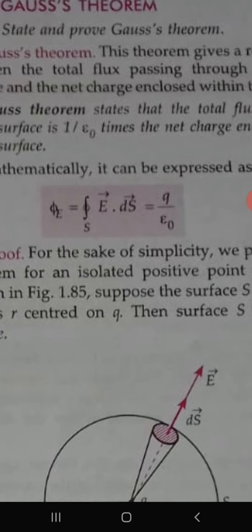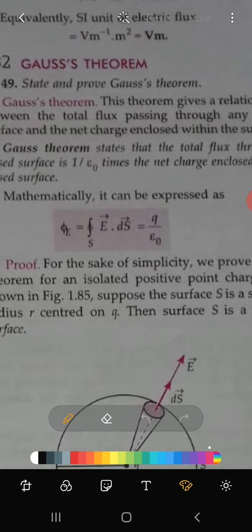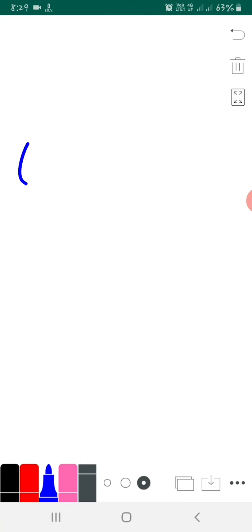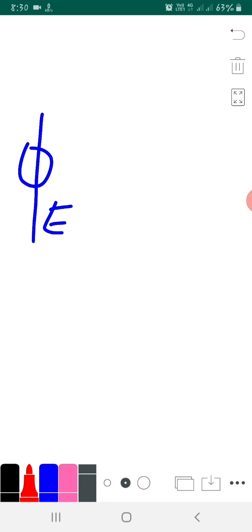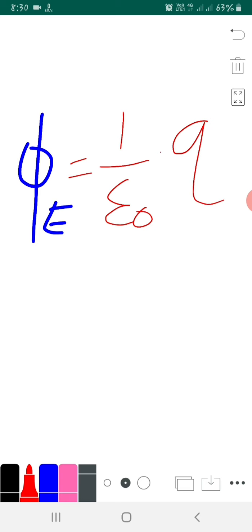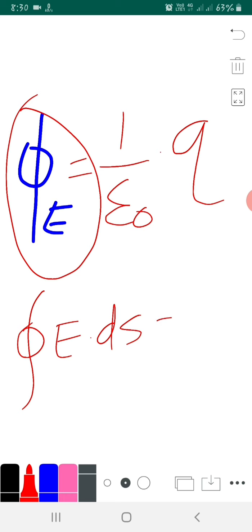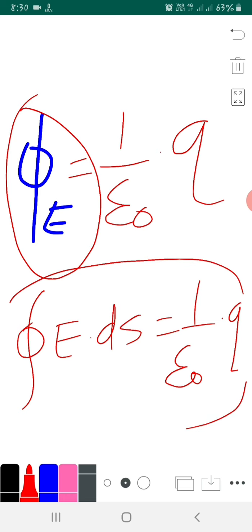So the mathematical expression of the Gauss theorem is as follows. Phi E is nothing but electric flux, and according to the law, phi E is always equal to 1 by epsilon naught times the total charge. That is, we know that phi E is nothing but the closed surface integral of E dot dS, equal to 1 upon epsilon naught times the total charge. So this is the mathematical expression of the Gauss theorem.